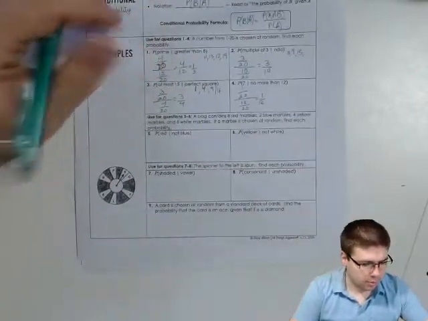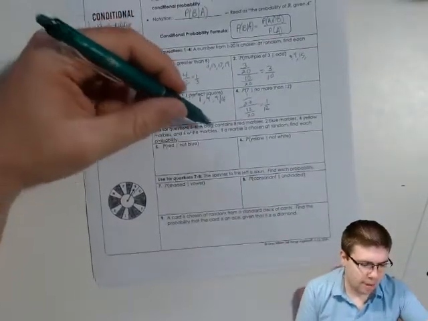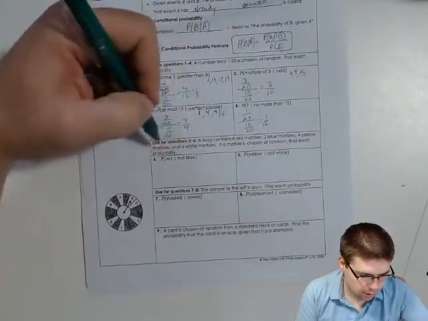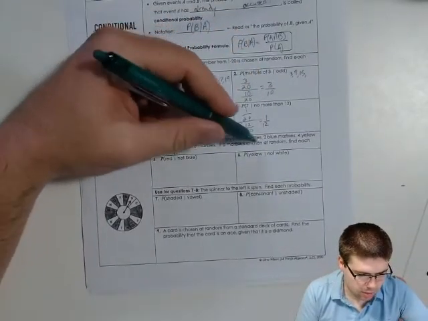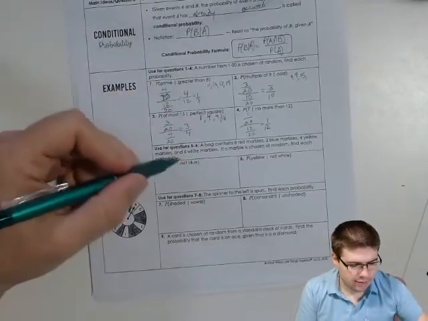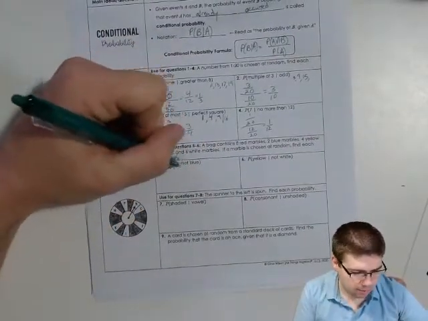All right, a couple more examples with a different situation. A bag contains 8 red marbles, 2 blue marbles, 4 yellow, and 6 white. If a marble is chosen at random, find each probability. Find the probability that it's red, given that it's not blue.